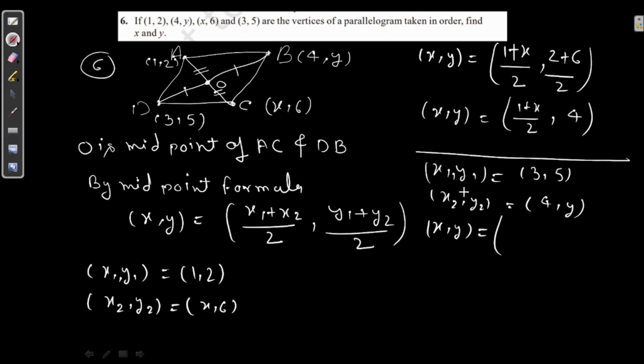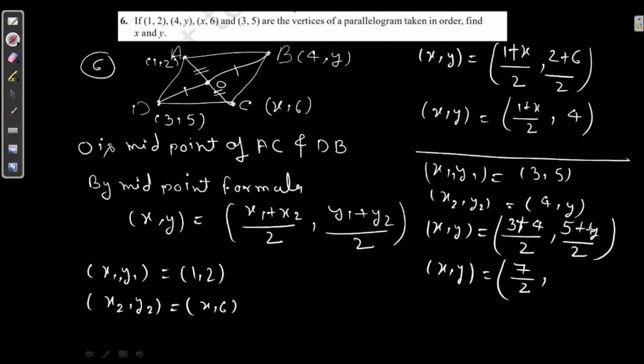x1 plus x2 by 2, just look, the value of x1 is 3 plus the value of x2 is 4 upon 2 comma the value of y1 is 5 and y2 is y upon 2. Okay, now I am having x comma y is equal to 3 plus 4 will be 7 by 2 comma 5 plus y upon 2.